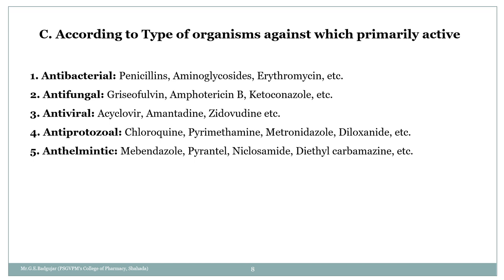While drugs like acyclovir, amantadine, zidovudine are effective against viruses, so they are called antiviral agents. Antiprotozoals like chloroquine, pyrimethamine, metronidazole are effective against protozoal infections, while anthelmintics are those drugs used against helminthiasis, or helminths, worms. So anthelmintics include mebendazole, piperazine, diethylcarbamazine, and so on. So we can classify antimicrobial agents according to the type of organisms against which they are active.